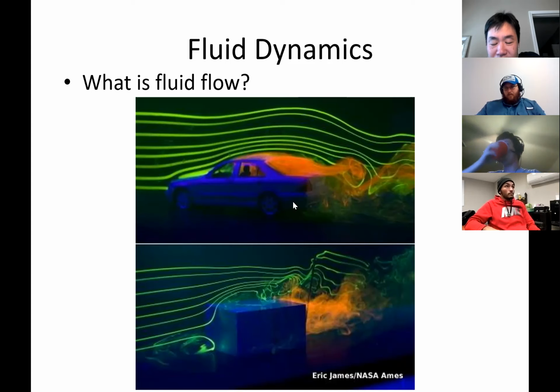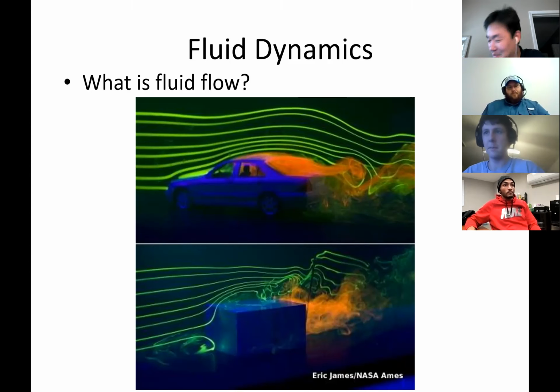So in this comparison, it's not a race car, it's just a regular car right here. But this is a block. Comparing these two, another educated guess: which one do you think has a smaller drag? The top one, the car. Otherwise, why wouldn't you make the car a block? Sometimes you do, like a Honda Element, which looks like a block. But most cars are this shape because it has a smaller drag.